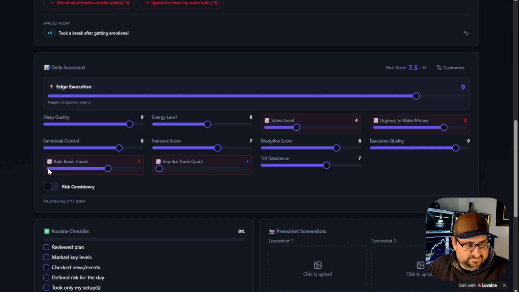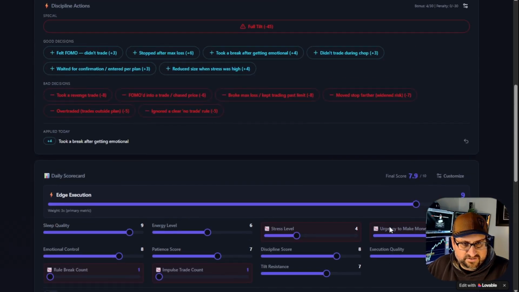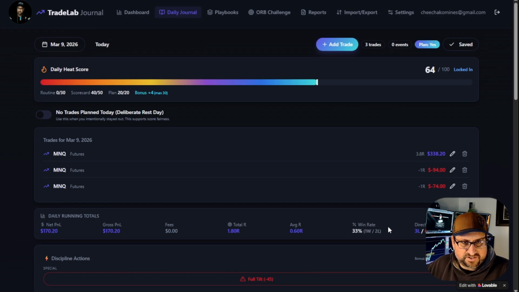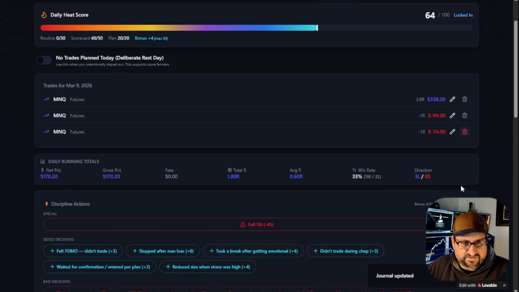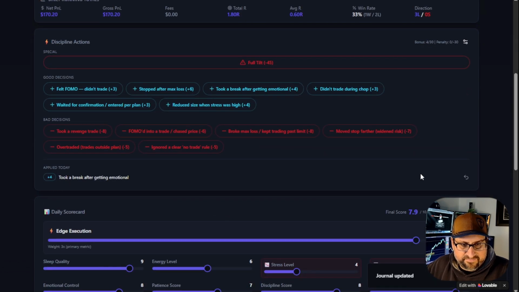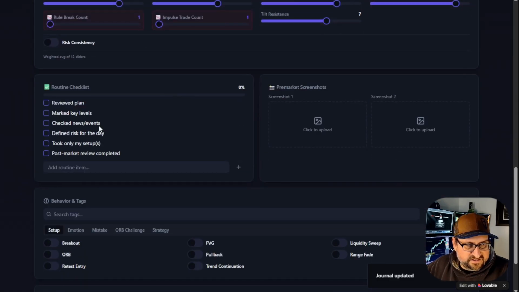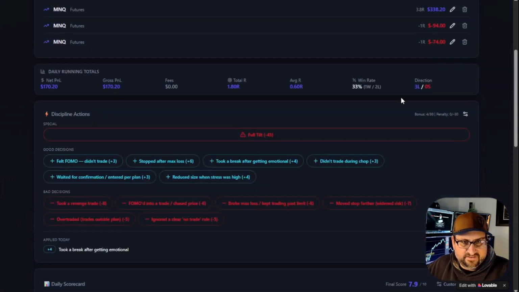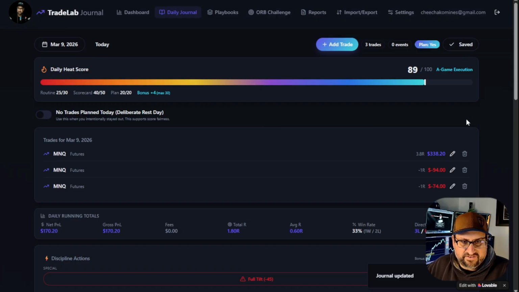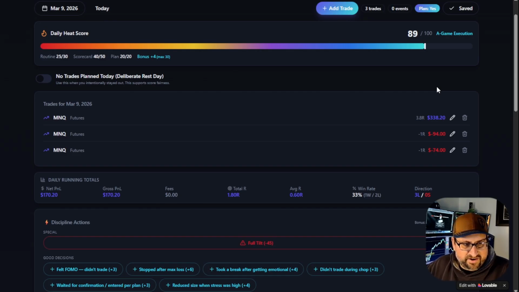All the way down. I did not break my rules either, so that is looking much better. So we'll go ahead and just hit save again, just to make sure. And yeah, so this is what we're missing down here. Aha. All right, come up here and hit save. Yeah, so that was a pretty good score here. It was an A-game execution, just a normal day in Paradise.